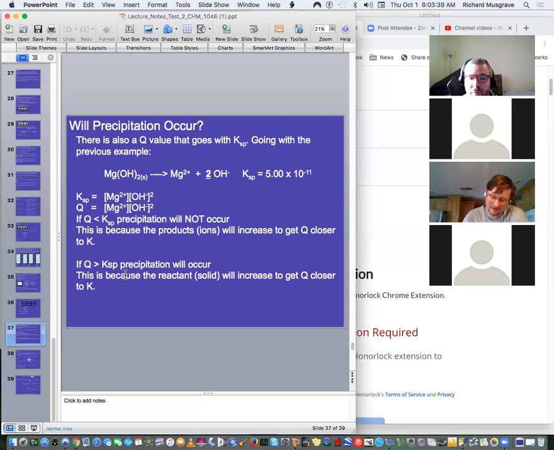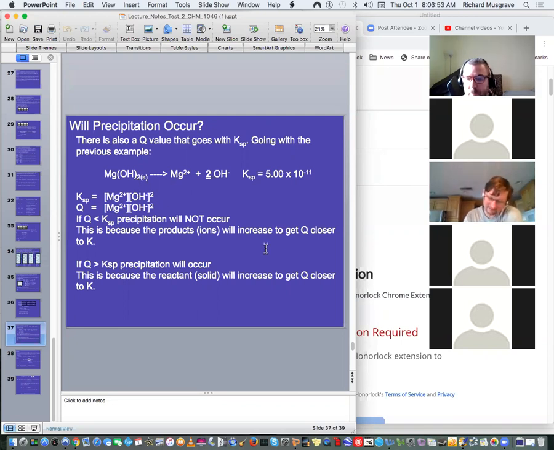If Q is greater than Ksp, then what's going to happen is that the concentrations of these ions would be sufficient to actually cause a precipitate to come out of solution. Does anybody have any questions so far?